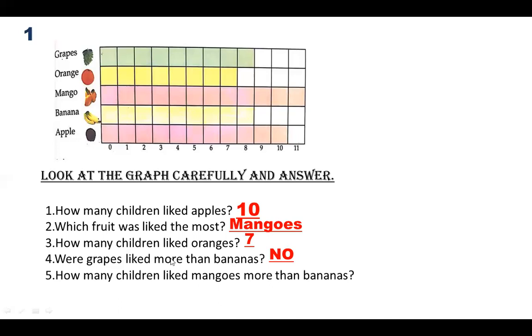Okay. So now, how many children liked mangoes more than bananas? Bananas, how many like them? Eight children, but mangoes, 11 children. So how many children liked mangoes more than bananas means how many? From here you have to count.